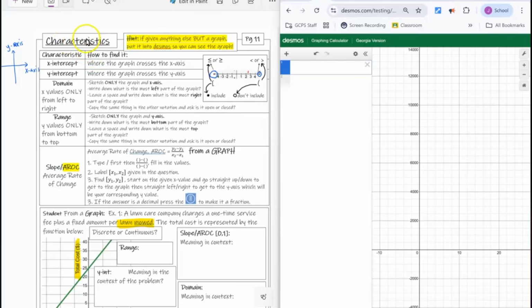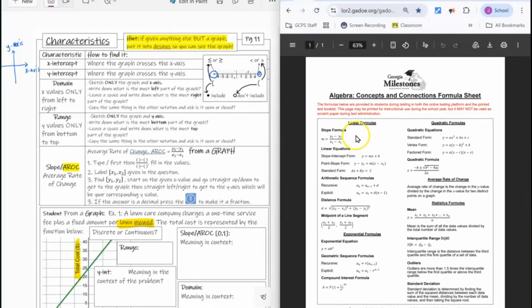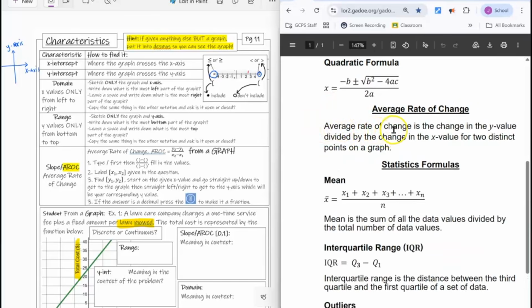Want to continue looking at characteristics, specifically average rate of change, which is the same as the slope in linear equations. So for that, I'm going to go look at the formula sheet, and I'm looking for average rate of change, which I see right here. I'm just going to read it out to you. It says the average rate of change is the change in the y value divided by the change in the x value for 2 points.